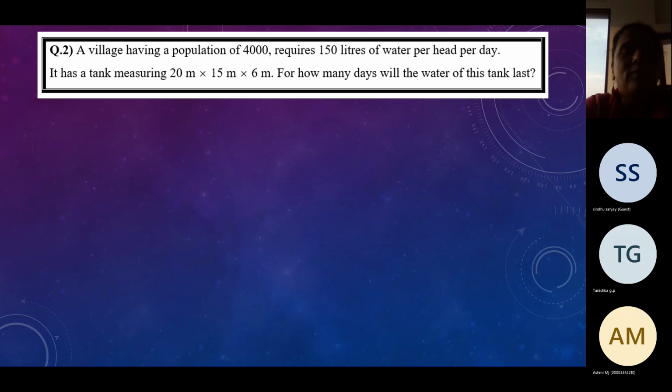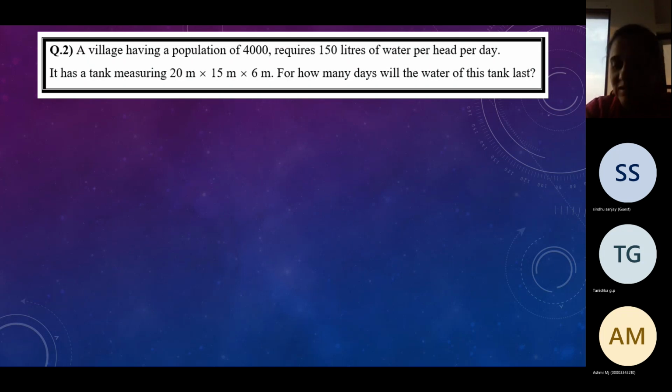A village having a population of 4,000. That means there are 4,000 members in the village. Requires 150 liters of water per head per day. For one person, 150 liters. So for 4,000 people, 4,000 into 150. And this is for one day. So for 30 days, it will be into 30.